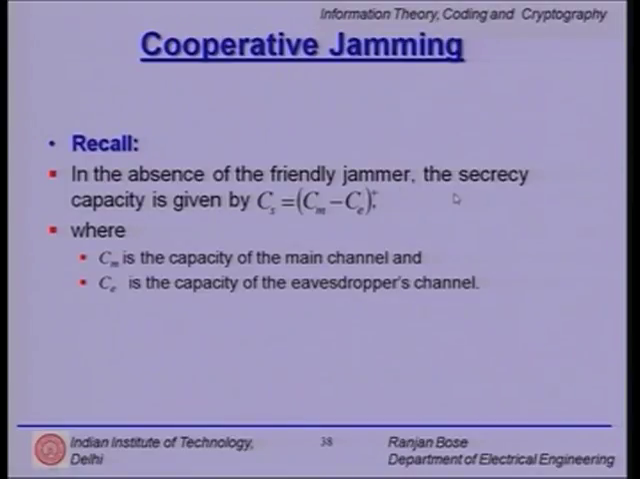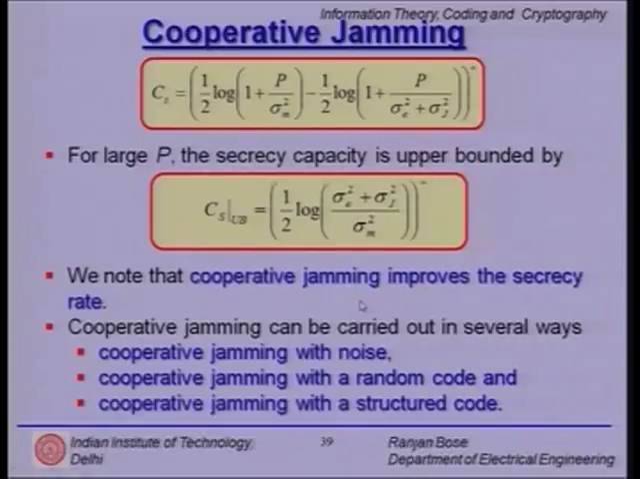So, we recall that in the absence of the friendly jammer, the secrecy capacity was simply Cs equal to Cm minus Ce, provided certain conditions were satisfied. Here Cm is the main channel capacity, Ce is the eavesdropper channel capacity. So, when we have the cooperative jamming, the main channel is unaffected, but the eavesdropper channel has the noise power and the jamming power put together. And when we make P very large, then the upper bound on Cs, P vanishes, and we are left with half log in the numerator sigma_e squared plus sigma_j squared, where sigma_j squared is the noise power introduced by the jammer, whereas sigma_m squared is the noise power in the main channel. So, clearly the numerator is larger, and it can be made as large as possible depending upon how much power we want to give to the jammer, and cooperative jamming can improve secrecy rate.